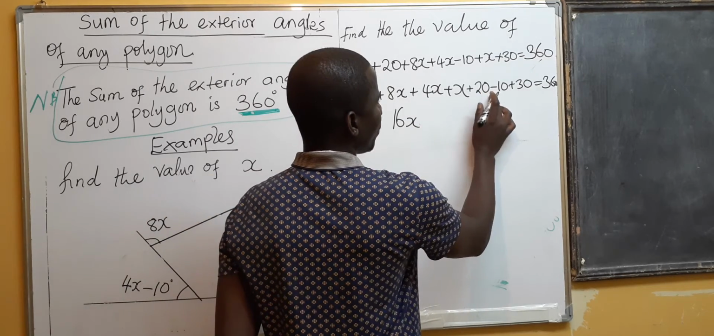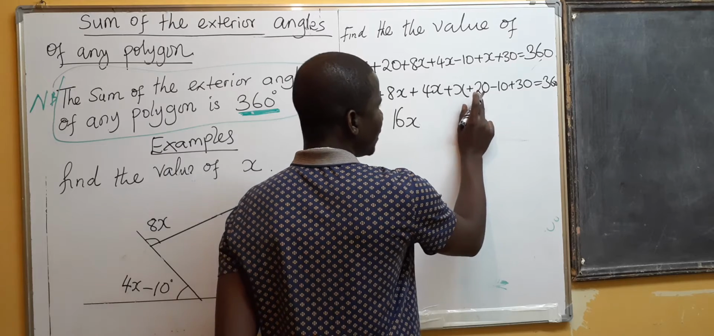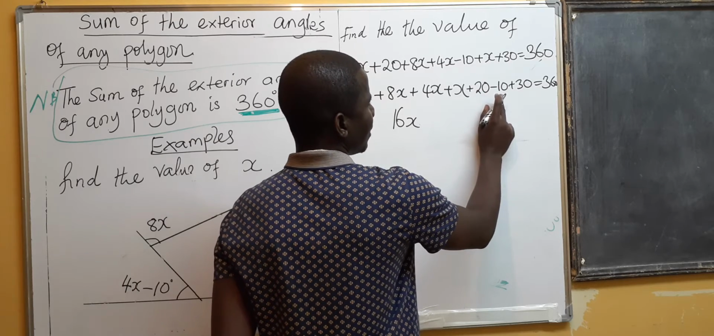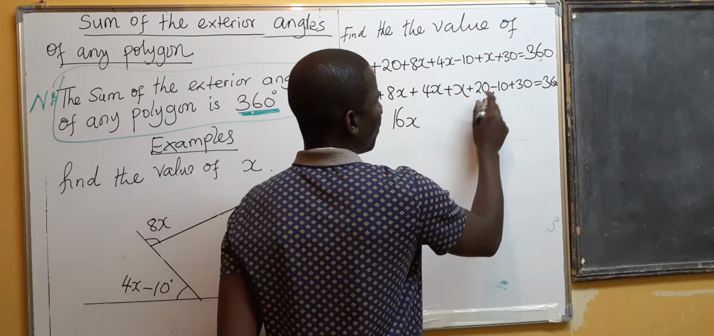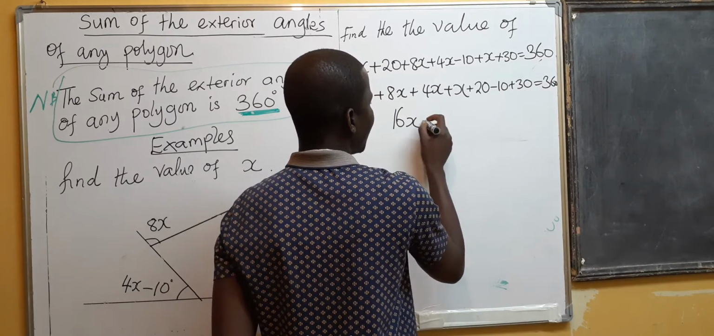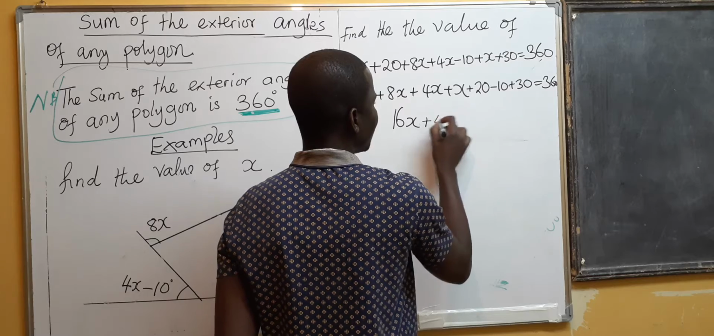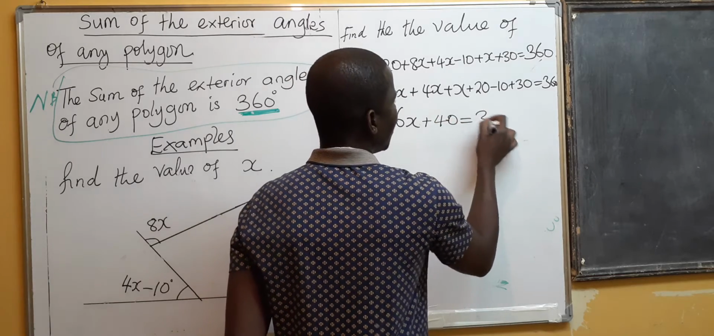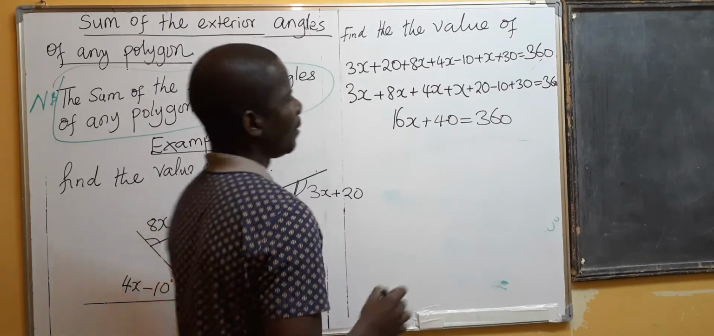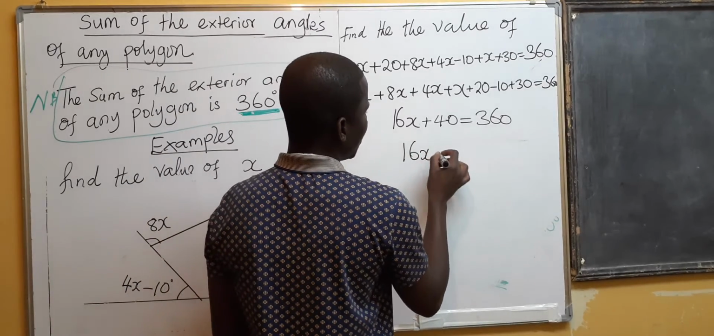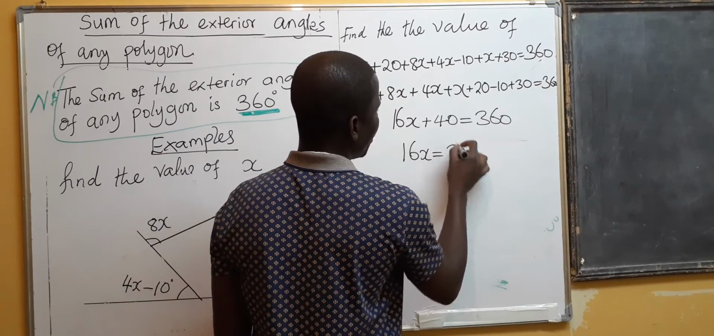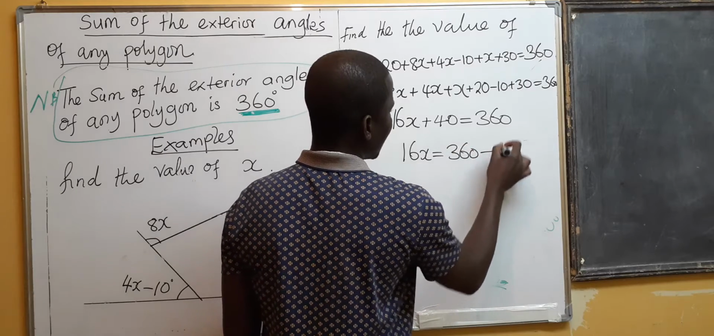Then let's look at this one. This is going now to be 20 minus 10, that is 10, plus 30. And this is going to give us 40 here. Is equal to what? 360. Then we have 16x plus 40 is equal to 360 minus 40.